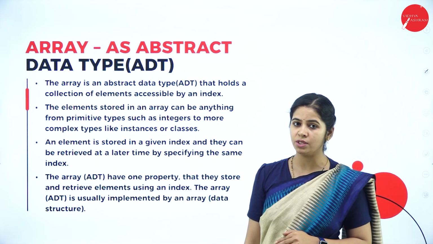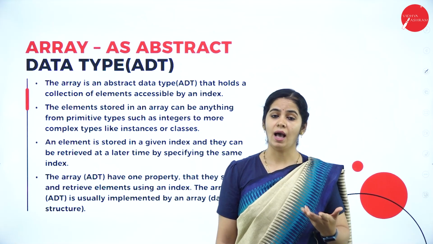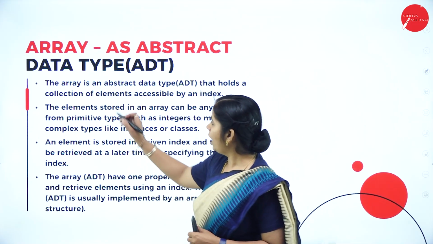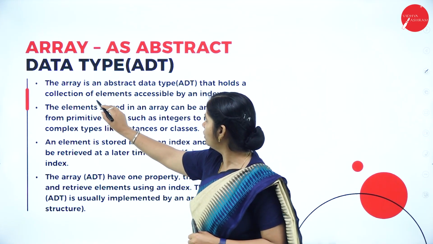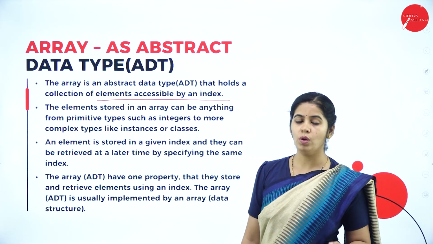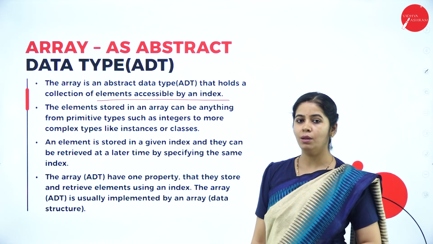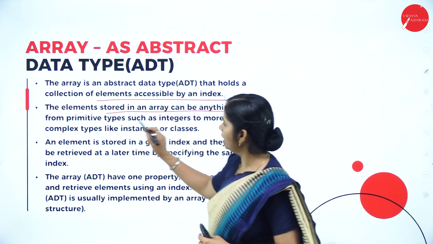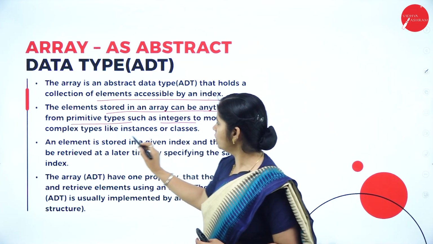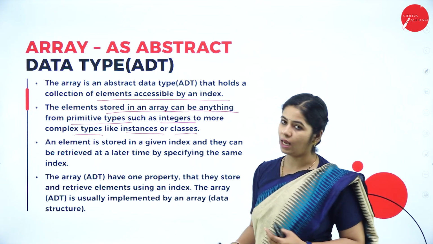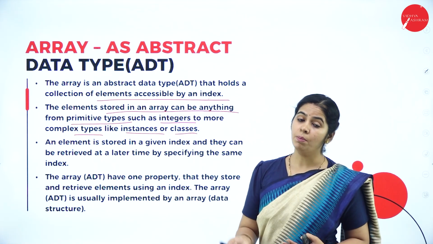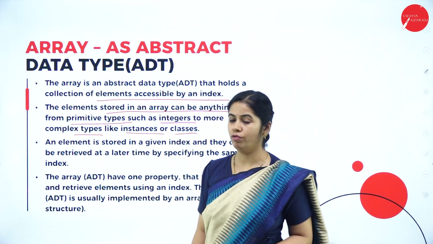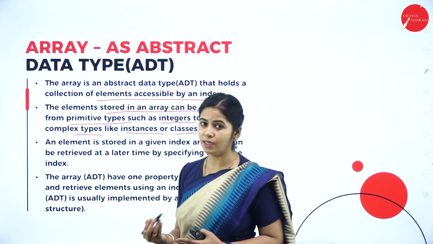Next, array as an abstract data type. How can an array be an abstract data type? Since we are saying array is one data type, obviously the abstract data type fits the array, right? The array is an abstract data type that holds a collection of elements accessed by the index. Whenever we want to access a particular element, that can be done using the index. The elements stored in the array can be anything, from primitive data types such as integers to more complex types like instances of classes, that is, objects.